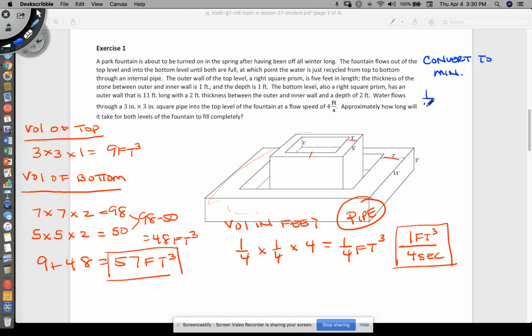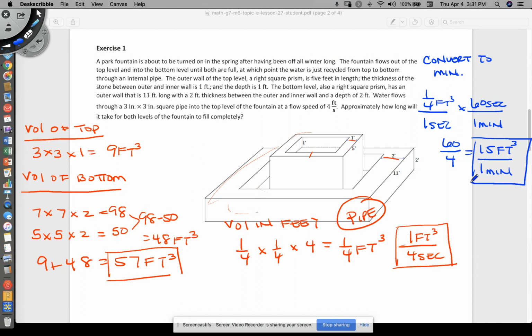I'm going to say 1/4 over 1 second, and this is feet cubed, times 60 seconds for 1 minute. Now, I would take the reciprocal of 1/4, making it 4 over 1, and then multiply that across. So that winds up being 60 over 4, because you actually divide. And that'll give me 15 feet cubed in 1 minute. So the pipe is actually flowing at 15 cubic feet in 1 minute.